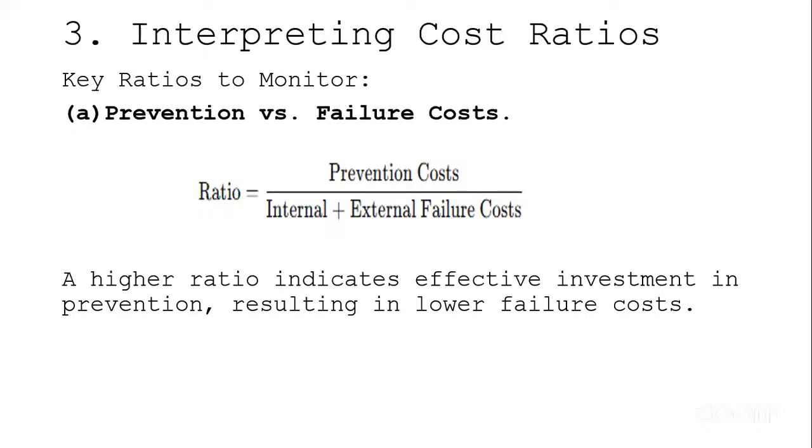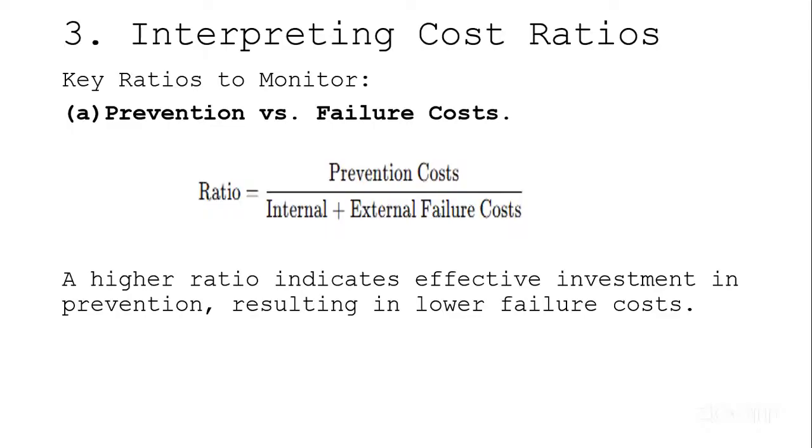So how do we then interpret the cost ratios, which is very important? You could miss everything else, but this one is very key, very important. There are several cost ratios that are very significant and we need to look at. Number one cost ratio is prevention versus failure costs.